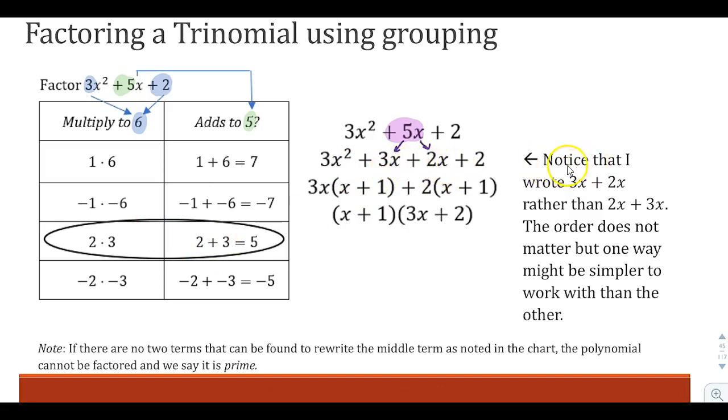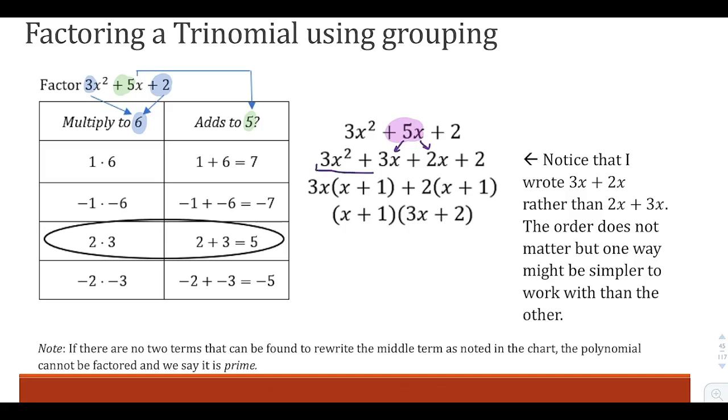Now, quick note over here. Notice that I wrote 3x plus 2x rather than 2x plus 3x. The order doesn't really matter, but one way might be simpler to work with than the other. So here's what I mean by that. Now that we have 4 terms, we can apply factor by grouping.